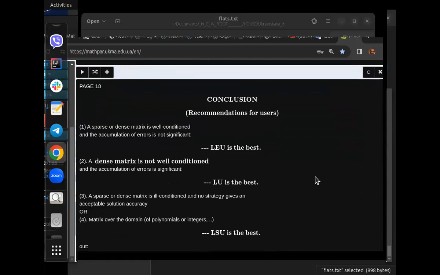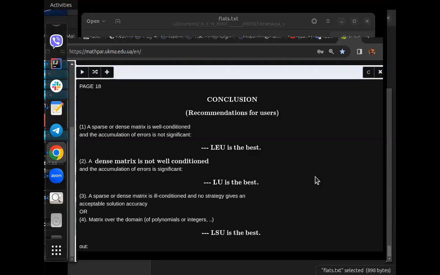Conclusion. The conclusion is the recommendation for the users. What is the recommendation? If you have a sparse or a dense matrix, and it is well conditioned, and the accumulation of error is not so significant, then the best for you is LU because it is the quickest. In other cases, when you have a dense matrix and it is not well conditioned and the accumulation of errors is significant, then the classical LU is the best for you. And for the rest, the best is LSU.